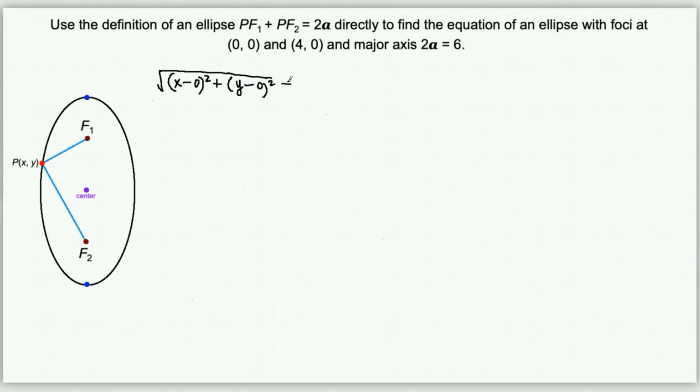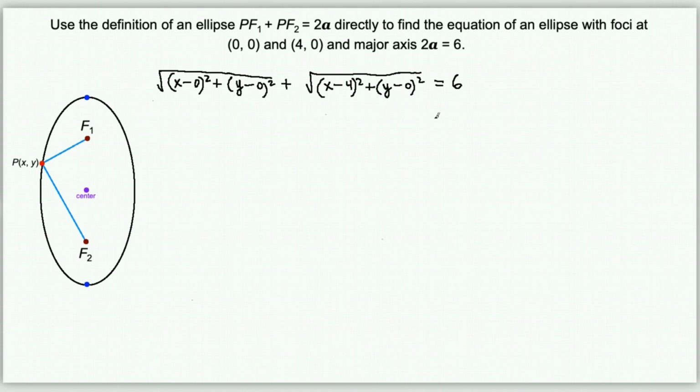Okay, and that plus now the distance from this point to this second focus is going to be what? It's going to be x again minus, now this time the x coordinate of the second focus is 4, right? So we have to put 4 here, squared, plus y, right? The y coordinate of this point minus the y coordinate of the second focus, which is 0, squared, is equal to twice the A, right? Twice the A, and that's given as 6, right? So we're just putting 6 here.